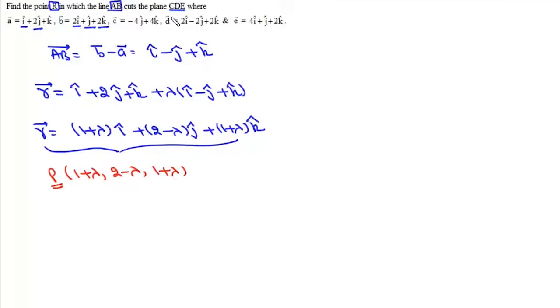Now we'll come to the equation of this plane CDE. For this, we'll find the vector CD. Now CD is D minus C. Now this is 2i.